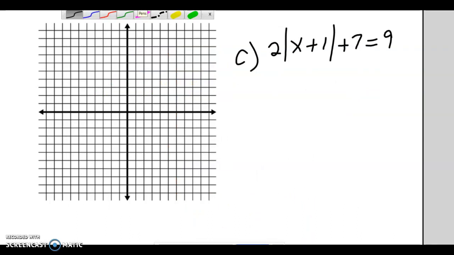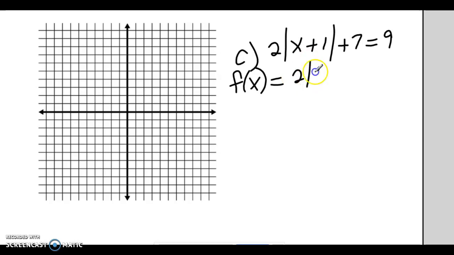Jessica, what's the first thing I need to do? Okay, so let's say I'm going to have f of x equals what? And then I'm going to name my other one g of x. What's that one going to equal? Good.